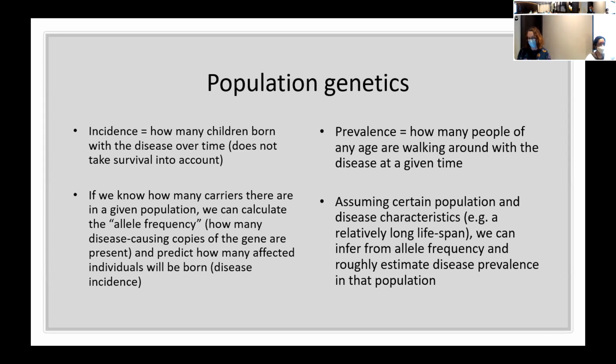Yeah. So a lot of this requires certain assumptions to even make these calculations. Assuming certain population characteristics and certain disease characteristics, we can infer from something called the allele frequency, which is how many disease-causing copies are present in the population, in carriers, etc. We can infer from that how many people we would predict to be walking around with the disease. Okay, so that's what we're trying to do here. Next slide.